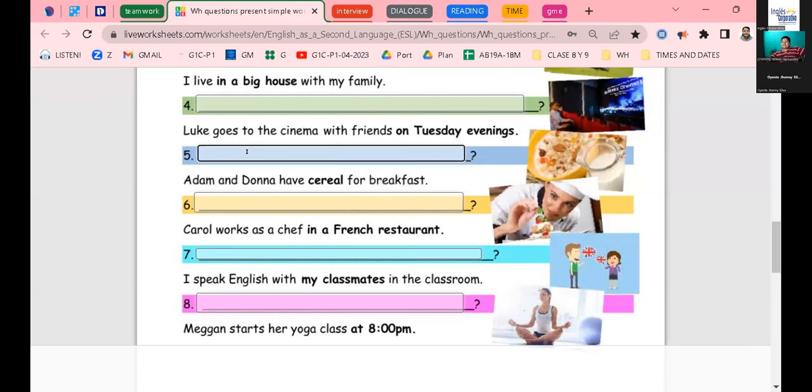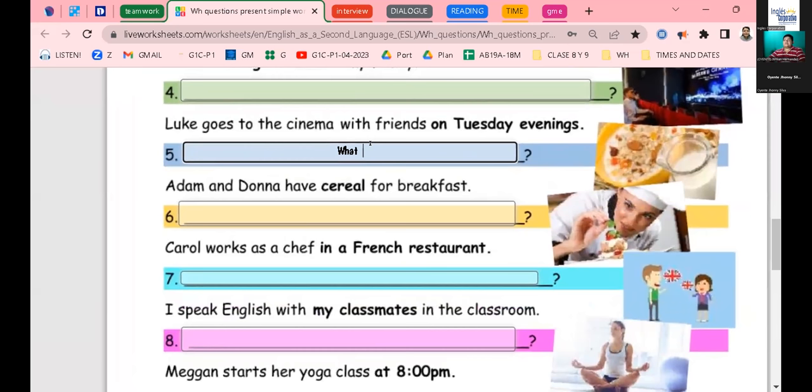La 5 es Adam and Donna have cereal for breakfast. Digamos, empecemos con la double H, sería what, ¿verdad? Aquí la pregunta: ¿qué desayunan? ¿Qué comen para el desayuno? Cereal. Entonces aquí sería what y el auxiliar. El auxiliar depende del sujeto. Adam y Donna, ¿es un sujeto singular o plural? Sería plural porque son dos personas. Exacto.